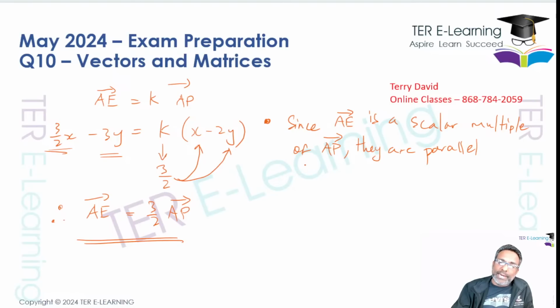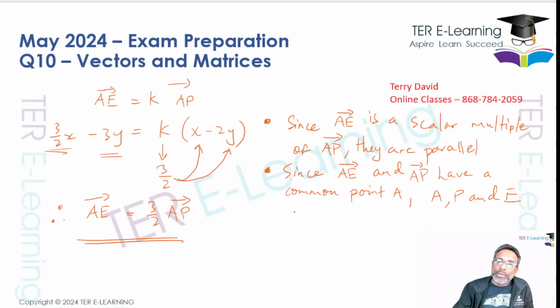And then, so this is the second mark now, we're going to say since AE and AP have a common point, and the common point here is A, it means that A, P, and E are collinear.